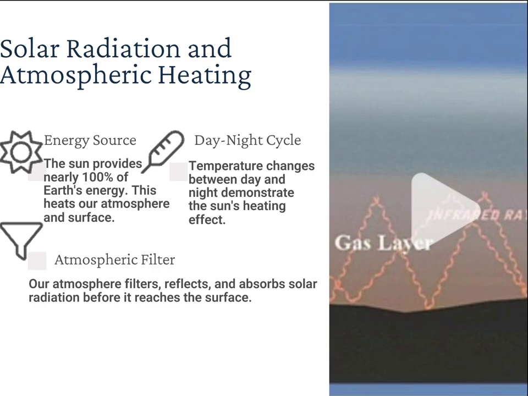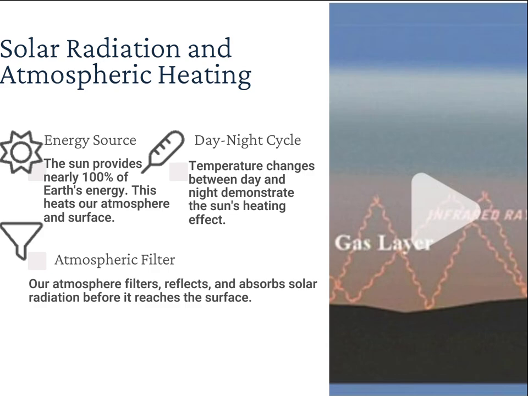The sun provides nearly 100% of Earth's energy. This energy reaches us in the form of solar radiation, or electromagnetic waves. During the daytime, solar energy heats Earth's surface. At night, when this energy source is absent, temperatures fall, and sometimes dramatically. But not all of the sun's energy makes it to the ground.